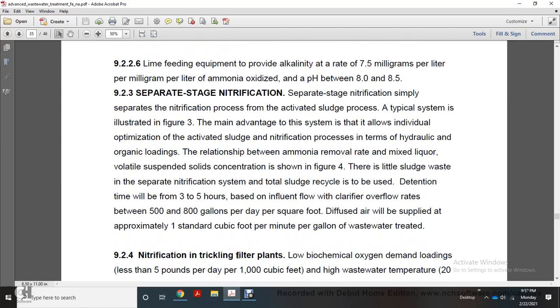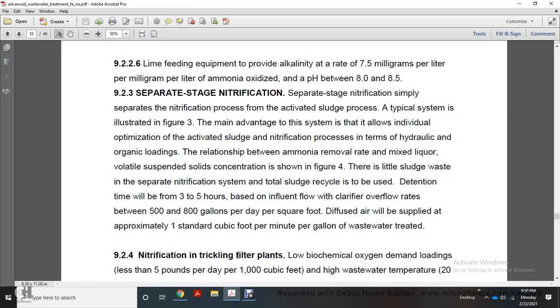Separate stage nitrification. This simply separates the nitrification process from the activated sludge process. A typical system is illustrated in figure 3. The main advantage of the system is that it allows individual optimization of the activated sludge and nitrification processes in terms of hydraulic and organic loading. The relationship between ammonia removal rate and mixed liquor volatile suspended solids concentration is shown in figure 4.